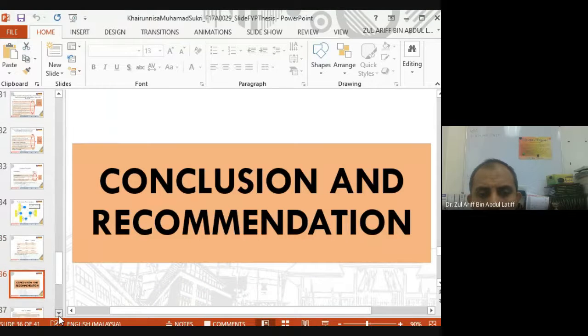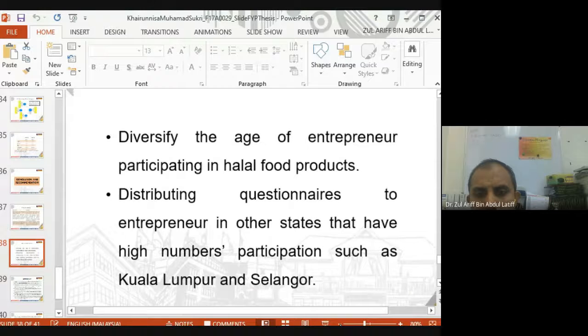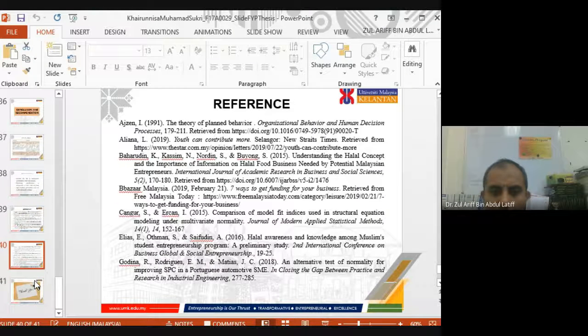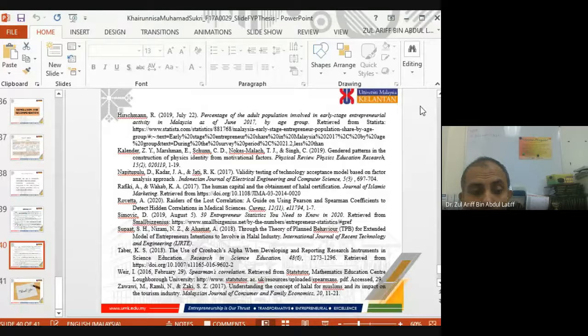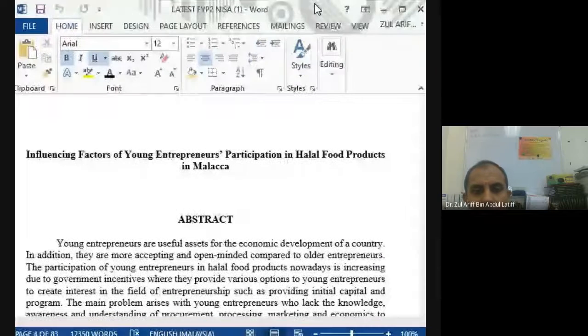Okay, conclusion and recommendations. Okay, this is the one I showed you previously. So this would be the recommendations to other states. This will be the reference and so on. Okay, I'll show you her writing, how her writing goes. Okay, bear with me. Okay, can you see? Shanim, can you see? Yes, I can see, Doctor.